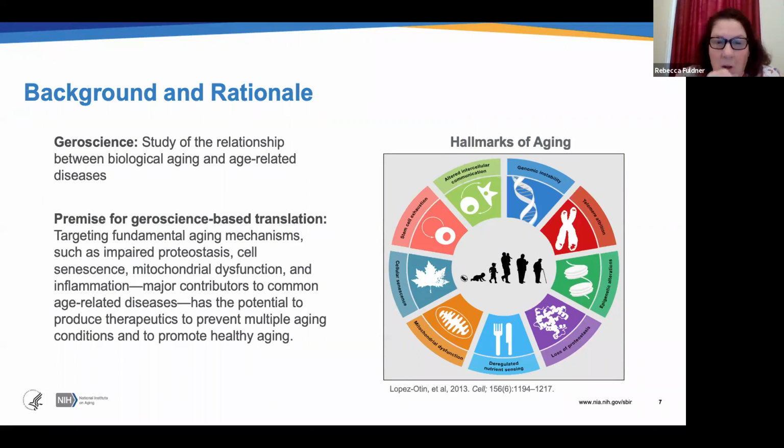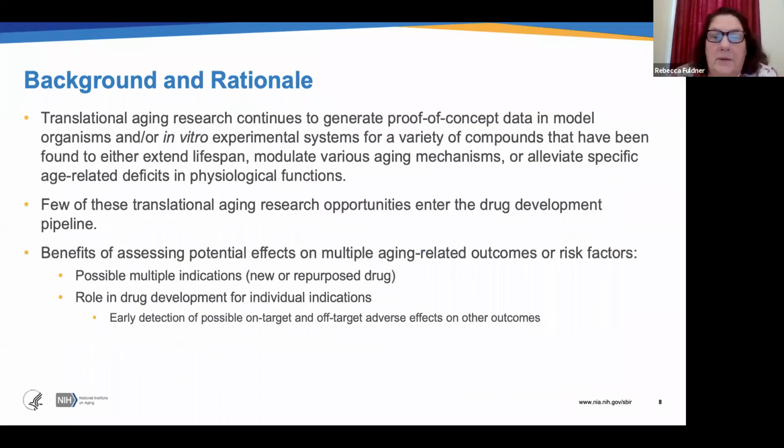Next slide. Background and rationale. This has been ongoing for several years. There's been a lot of different work done through the Interventions Testing Program, for example, which tests the ability of different compounds and interventions to prolong lifespan. And those studies have led to a lot of more mechanistic studies that then try to determine which of these different hallmarks of aging is affected by that compound or intervention.